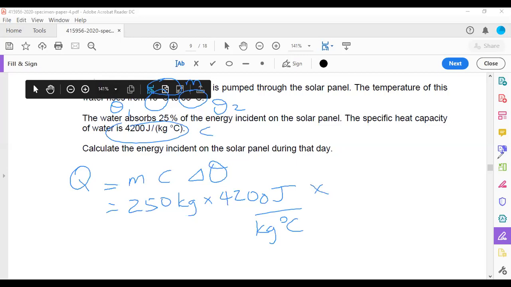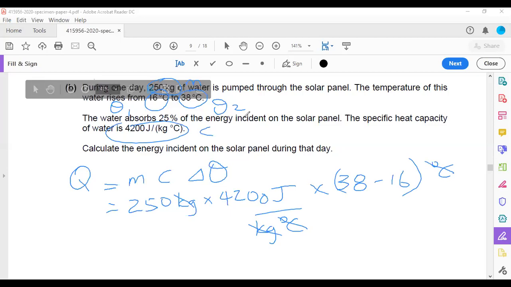Your two temperatures are going to be, you went to 38 from 16 degrees C. The units are going to cancel, so you end up with joules. Now mind you, hear what they said. They said that the water absorbed 25% of the energy on the solar panel. So they are asking us to calculate now the energy incident on the solar panel.